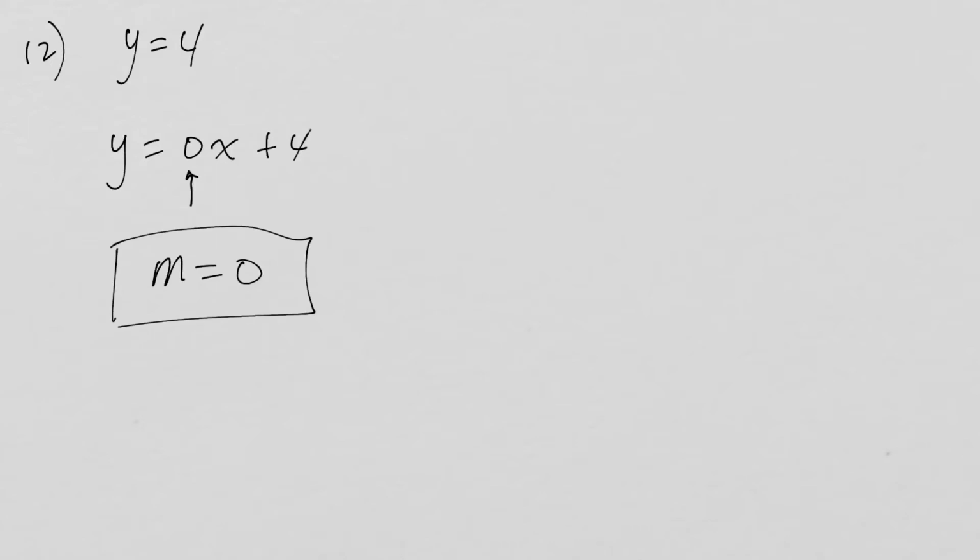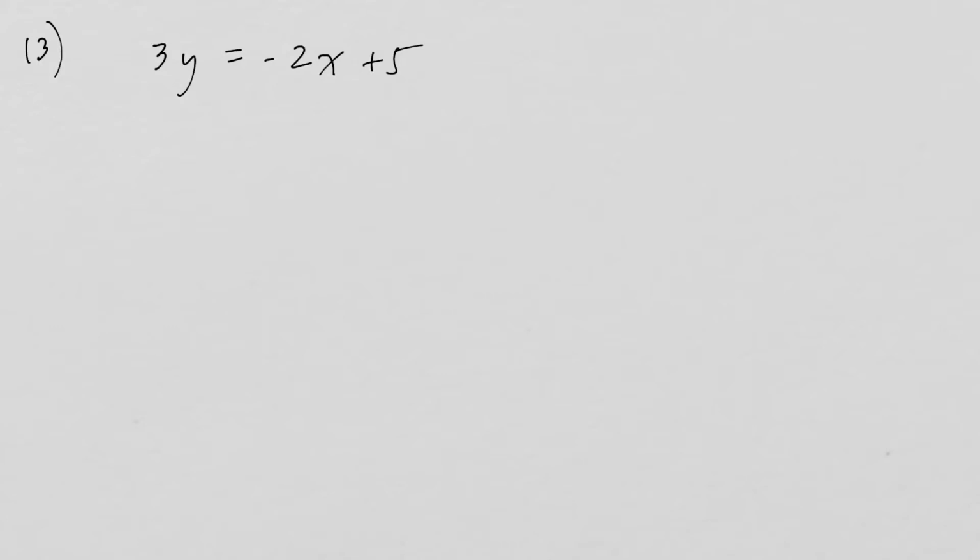Okay, number 12, y equals 4 is a horizontal line, but you can think of this as y is equal to 0x plus 4. There's our slope, so m is equal to 0. That's a horizontal line.